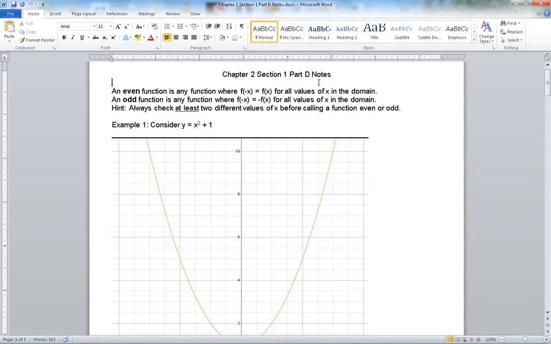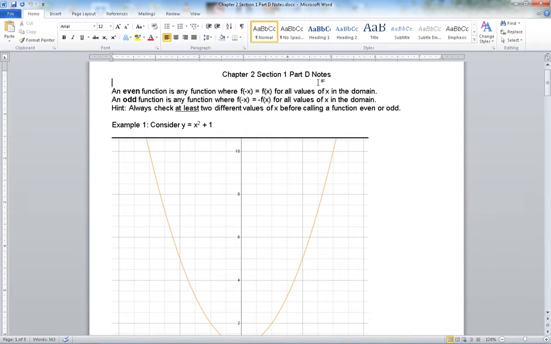The last set of notes for Section 1 of Chapter 2 cover the idea of even and odd functions. Now we say a function is even if f evaluated at negative x equals the function value f evaluated at x for all possible values of x in the domain of the function.